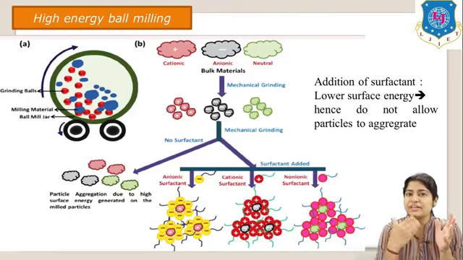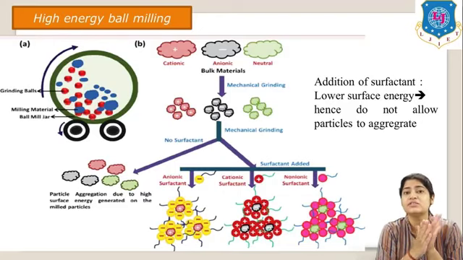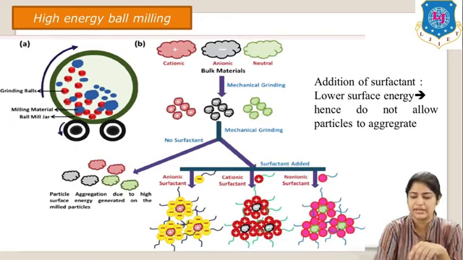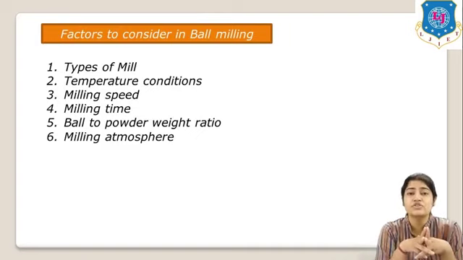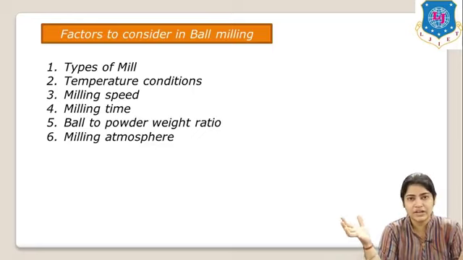Now, if surfactants are added, for your cationic material you use an anionic surfactant, whereas for your anionic material you use a cationic surfactant. When your material is neutral, you use a non-ionic surfactant. So the addition of surfactant prevents the material from aggregating. Clear? Now, what are the factors to be considered when choosing ball milling? It depends on the type of mill, once again, the cylindrical vessel.